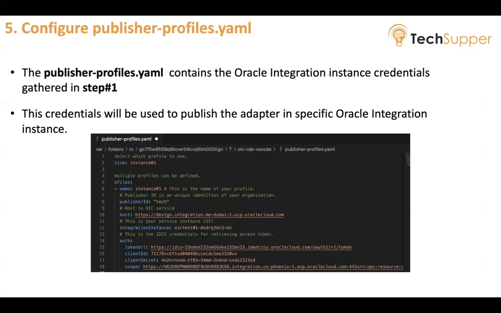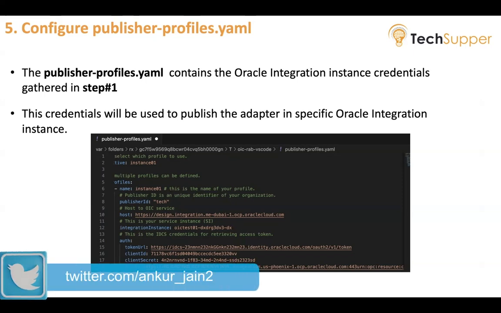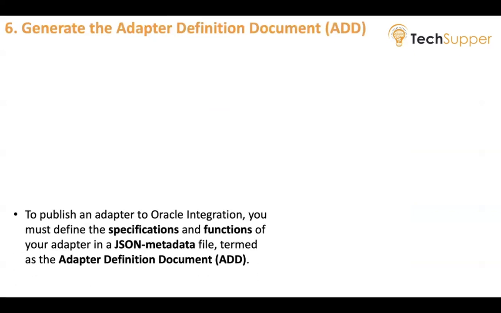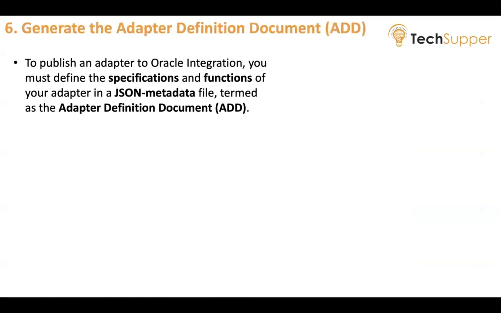You can have multiple profiles so that you can switch your adapter from one instance to another, meaning you can publish the adapter into different instances. It is like a profile, like an array. You can have multiple profiles. That is the fifth step.